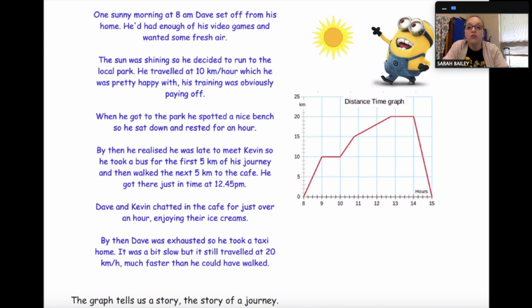and look at the very first paragraph, it says, one morning at 8 a.m., Dave set off from his home. And then it says the sun was shining, so he decided to run to the local park. So this part goes right here. This is showing him that first little section. I'll put a 1 there and a 1 here. That's going to be him running at about 10 kilometers an hour.